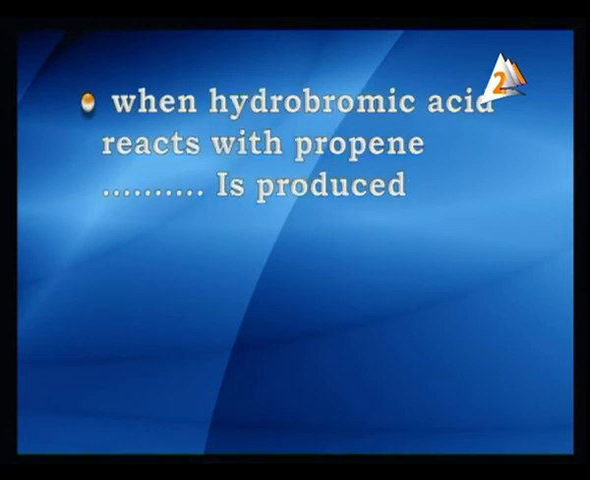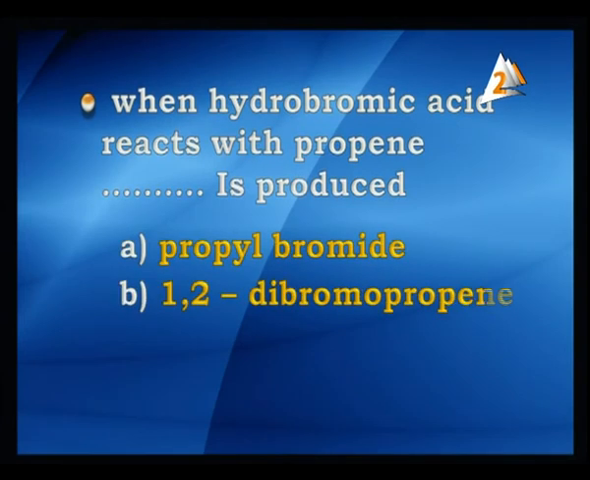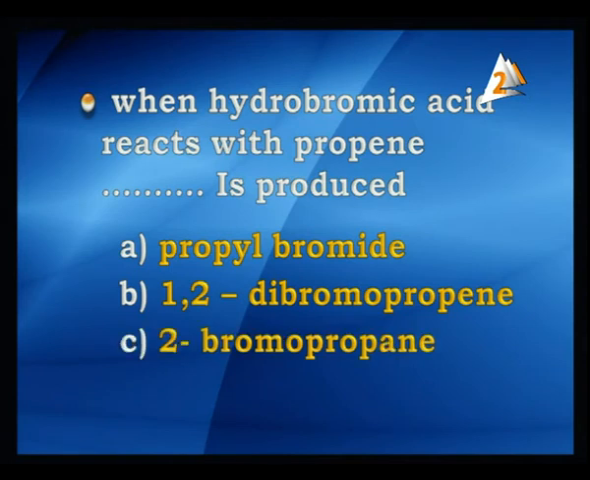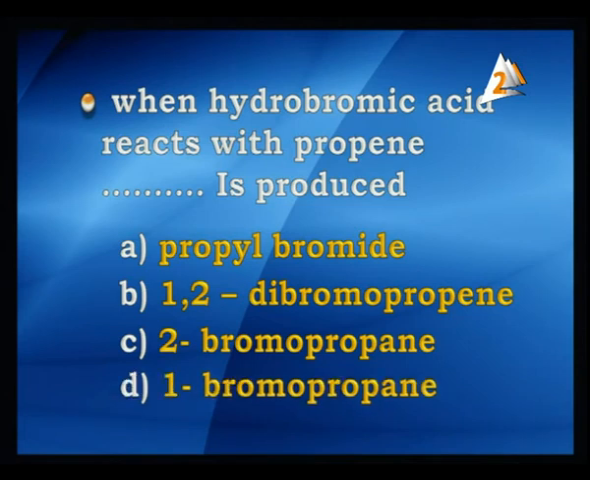So we have another one of these questions here. When hydrobromic acid reacts with bromine, space is produced. Number 1, we have propyl bromide, or 1,2-dibromopropane, or letter C, 2-bromopropane, or letter D, 1-bromopropane. Which one of them? It is very clear for us here, because this is the reaction between two compounds, and it gives 2-bromopropane here.